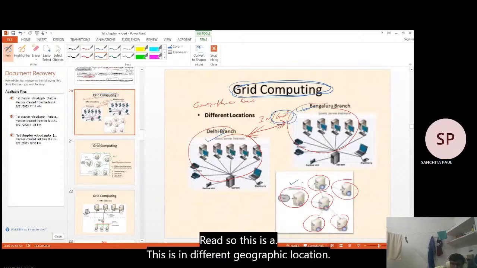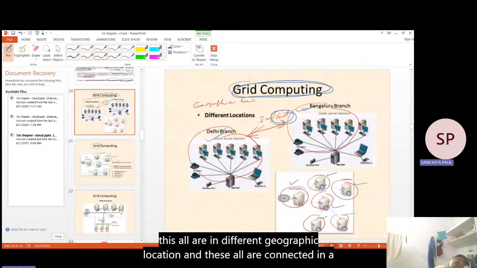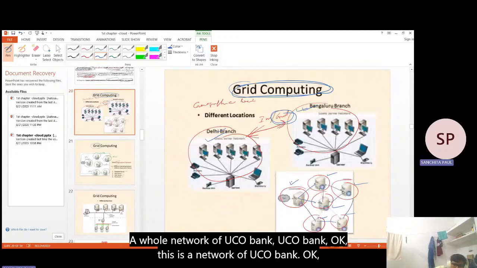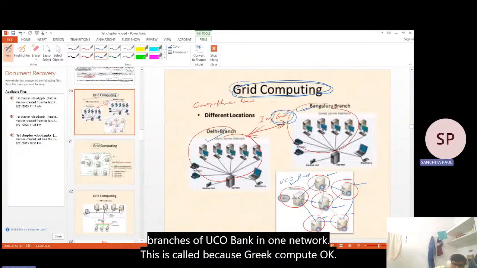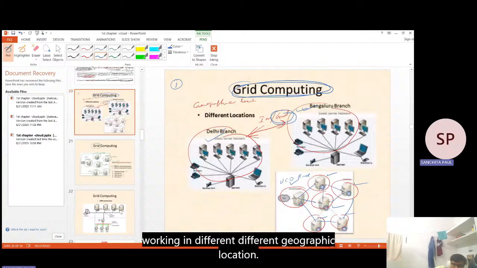So this is one geographic location, this is another geographic location, and this is another geographic location. These are all in different geographic locations, and all are connected in a network. This network is the whole network of UCO Bank, the branches of UCO Bank in one network. This is called grid computing. In grid computing, the first definition is a same client server model working in different geographic locations.